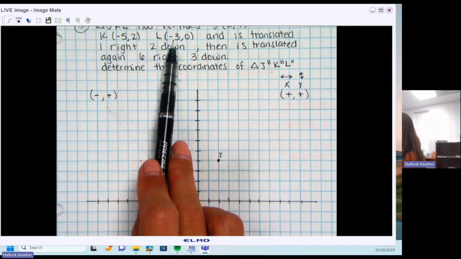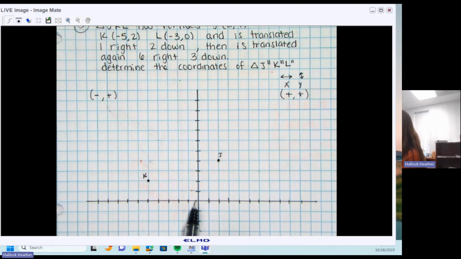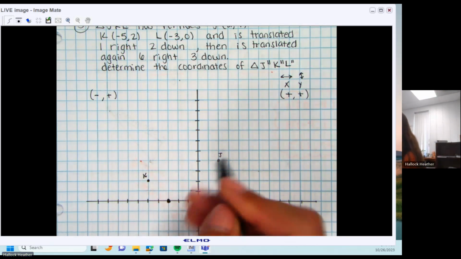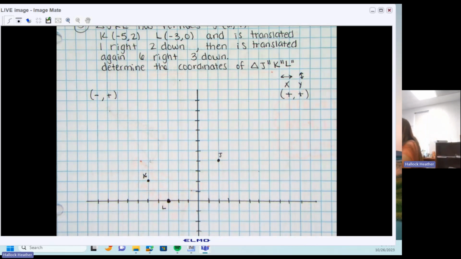L is (-3, 0). So that's actually a little tricky, he's right on the x-axis. So negative 3: 1, 2, 3. I'm not going up anything, so it's on the x-axis. And this is going to be L. And then I'm going to connect my 3 points to make my cute little triangle.